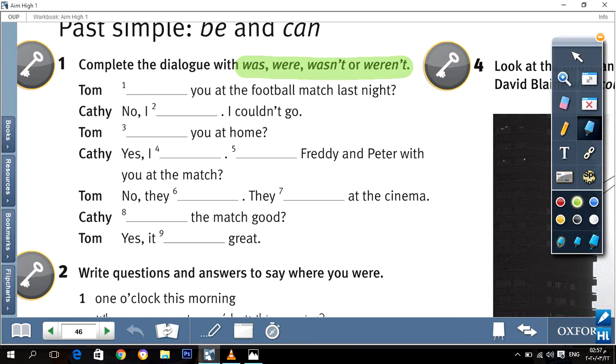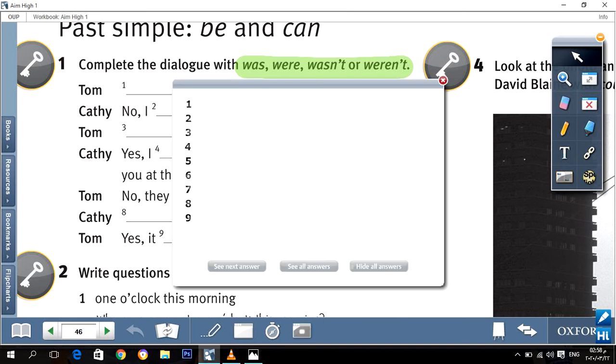Okay, I also want to remind you to analyze the sentences if you want to choose one of these words. It starts with a gap and says, you at the football match last night, and there is a question mark at the end. So I just wanted to highlight the subject, you, here, and this is evidence that the answer could be were or weren't, and because this is a question, the answer is absolutely were.